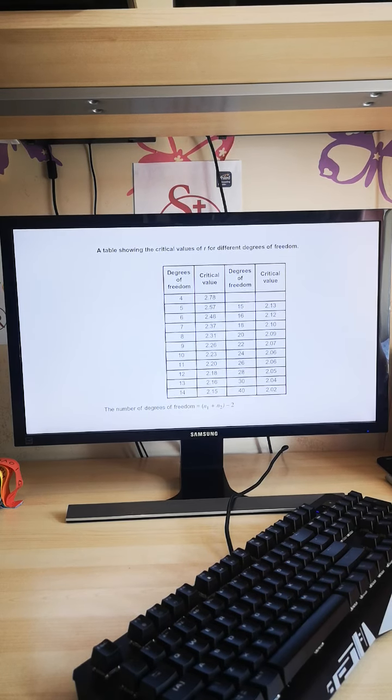So this is the number of individuals in the first sample. So in your first mean, how many different measurements were used to calculate that mean, plus the number in the second, minus 2. Then say my degrees of freedom was 6, I can look up my critical value in the table here. And then I compare my t-value to that critical value. And from that comparison, I can work out whether the difference between the two means is significant or not.